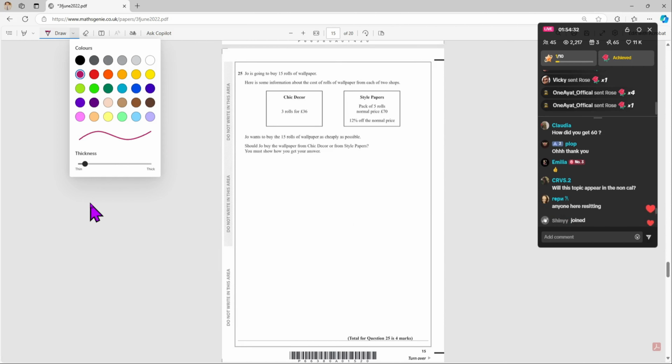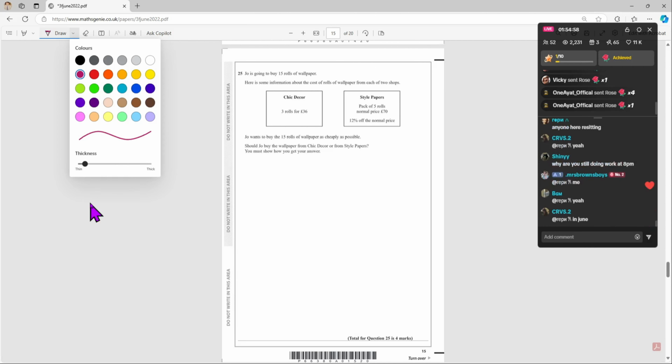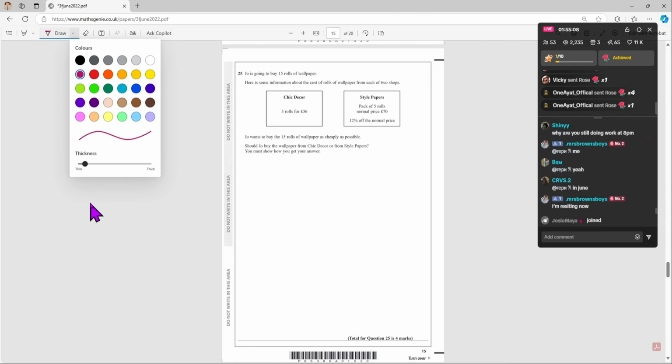Question number 25 is Joe is going to buy 15 rolls of wallpaper. Here is some information about the cost of rolls of wallpaper from each of the two shops. Trick Decor has 3 rolls for £36, and Style Papers has a pack of 5 rolls, normal price £70, and it has 12% off the normal price. Joe wants to buy 15 rolls of wallpaper as cheaply as possible. You must show all your work and how you got your answer. So should Joe buy the wallpaper from Trick Decor or from Style Papers?